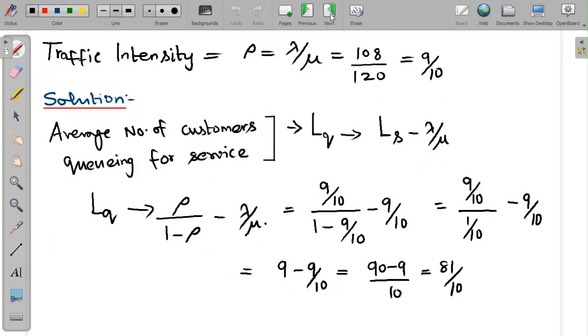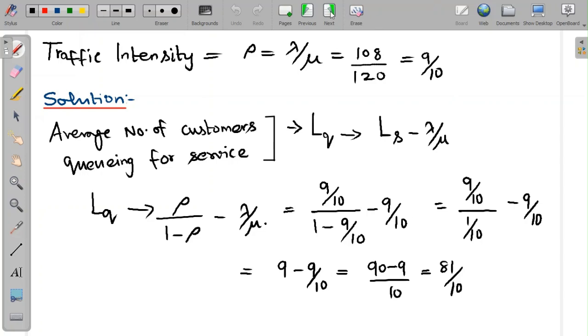The traffic intensity, which is the ratio of lambda to mu, is 108 to 120, so it's 9 by 10. So we know what rho is. The average number of customers queuing for service, LQ, we know LQ is expressed in terms of LS. We first express LS as rho divided by 1 minus rho, which will give us 9. And when we subtract lambda by mu from that, we have 9 minus 9 by 10, which is 81 by 10. So 81 by 10 is the average number of customers who are waiting in the queue for service.